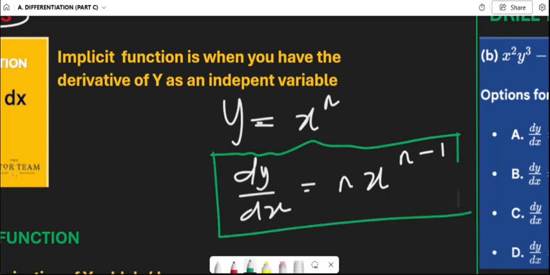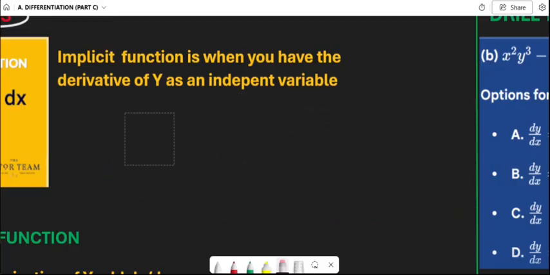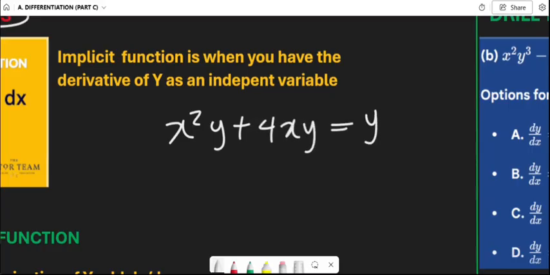Now, what is the meaning of explicit? It means you are deriving y with respect to x. But when you have y in the equation likewise, that means your y, which is a dependent variable, is acting as an independent variable. That is, I can have something like x squared plus 4xy equals y. In this case, we are having y as an independent variable. So anytime you are deriving your y, we call that an implicit function.